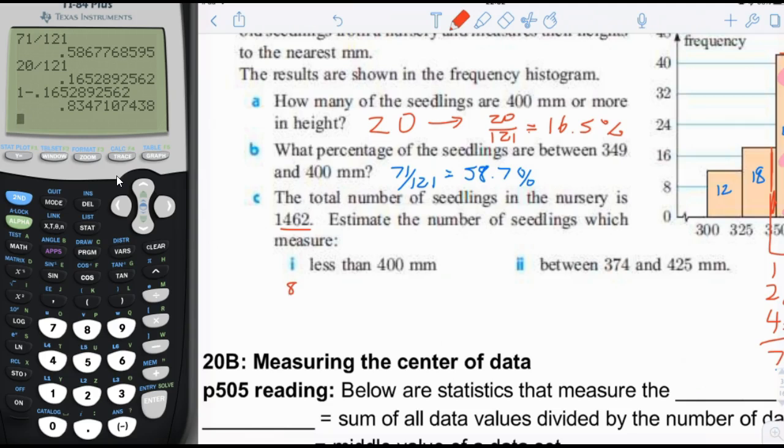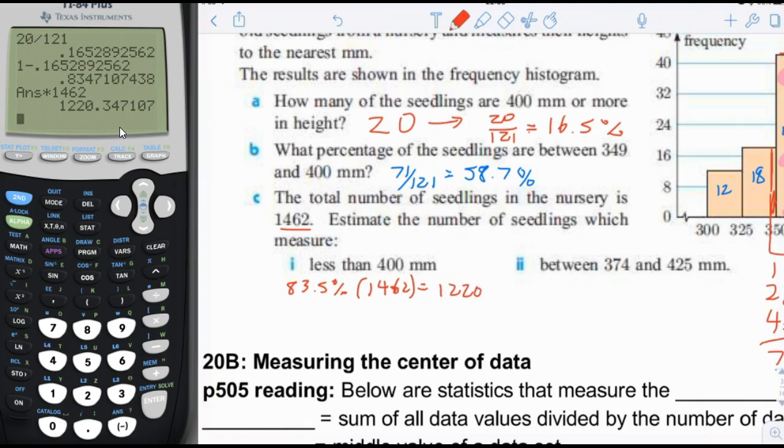So the number of seedlings that would be less than 400 would be 83.5% of 1,462, which is the total number of seedlings, not the sample, but the total number. So that would be 1,462. It would be 1,220 about.